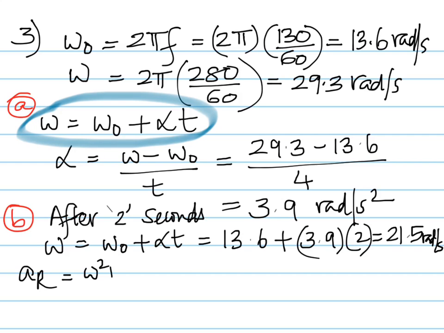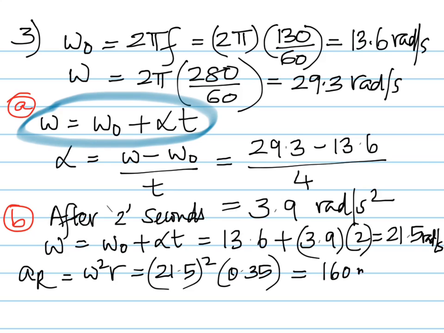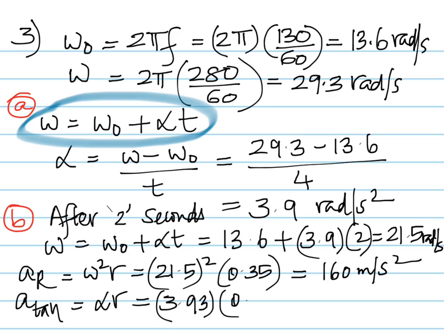Therefore, radial, remember this formula, omega squared r is 21.5 squared times that. Tangential, formula is r times alpha, or alpha times r. That's 1.4 meters per second squared.